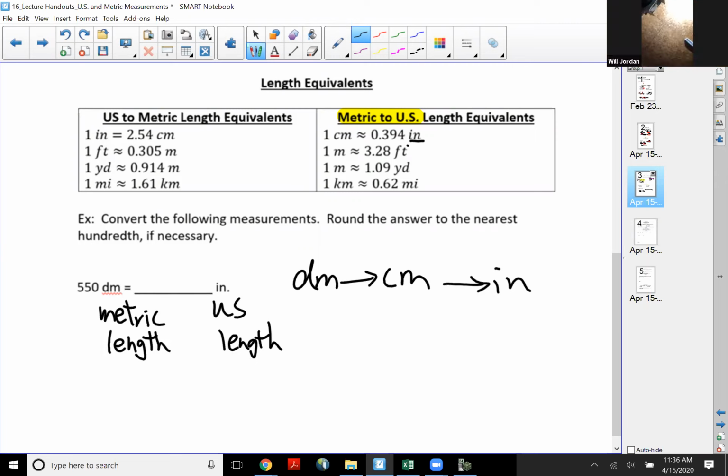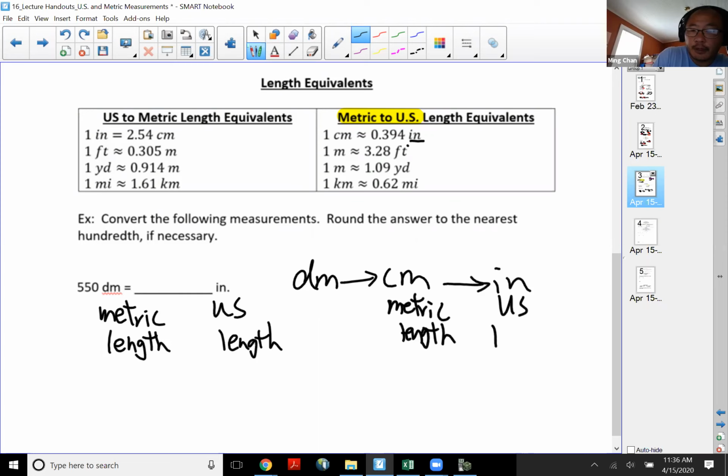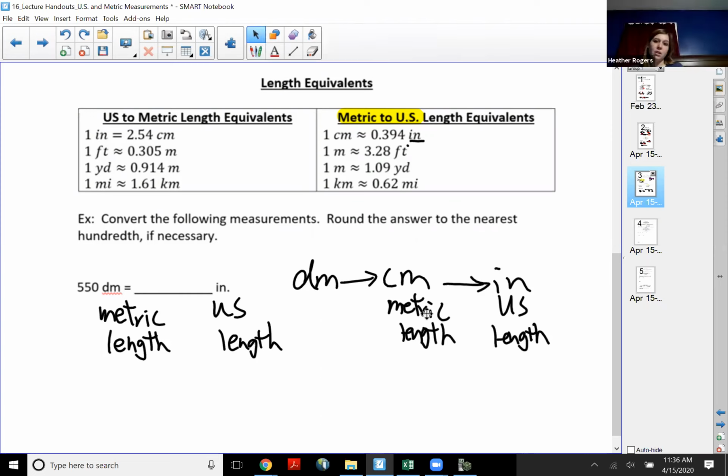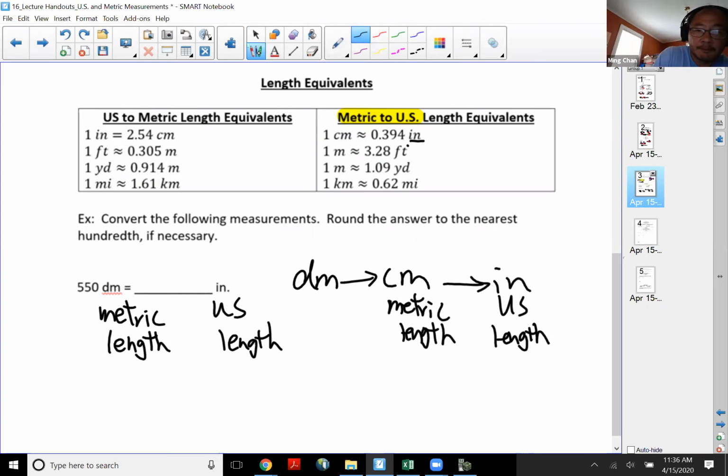All right, so you see why understanding the units is very important. Because I told you that centimeter is actually a metric unit for length, right? Inch is a US measurement for length. So the question is, what is deci? Sorry, that's metric. That's right, that's metric for length, sorry.